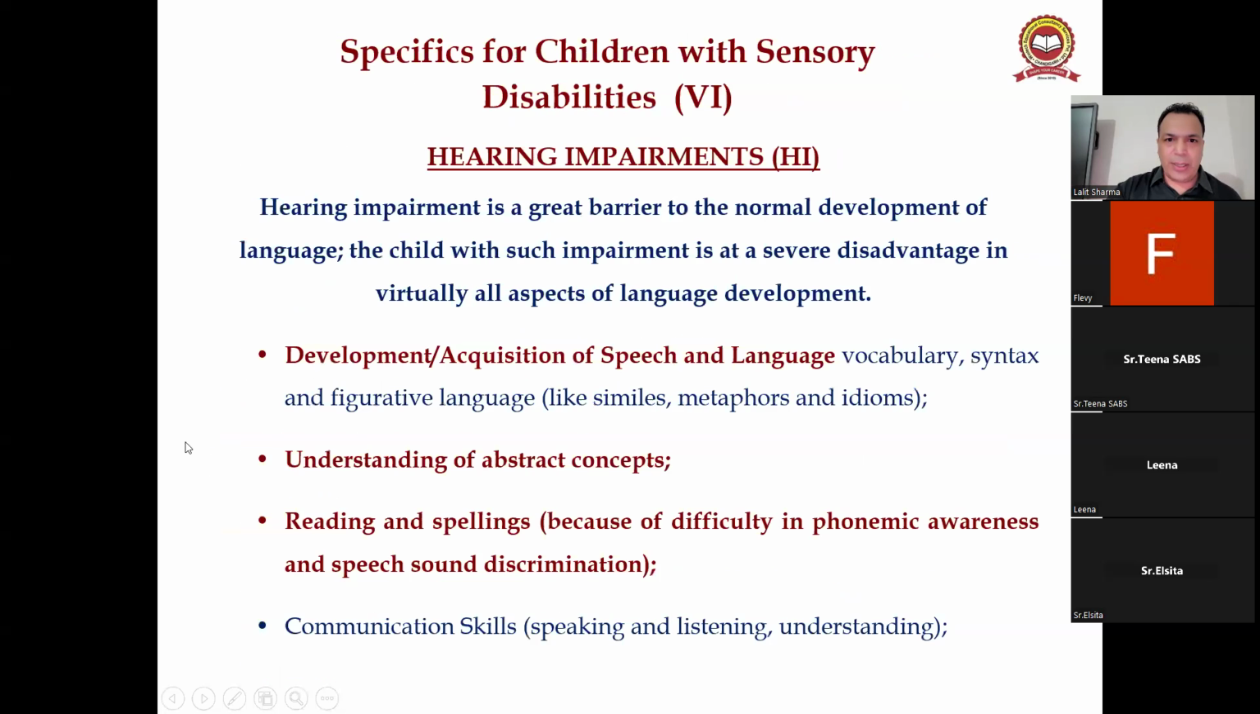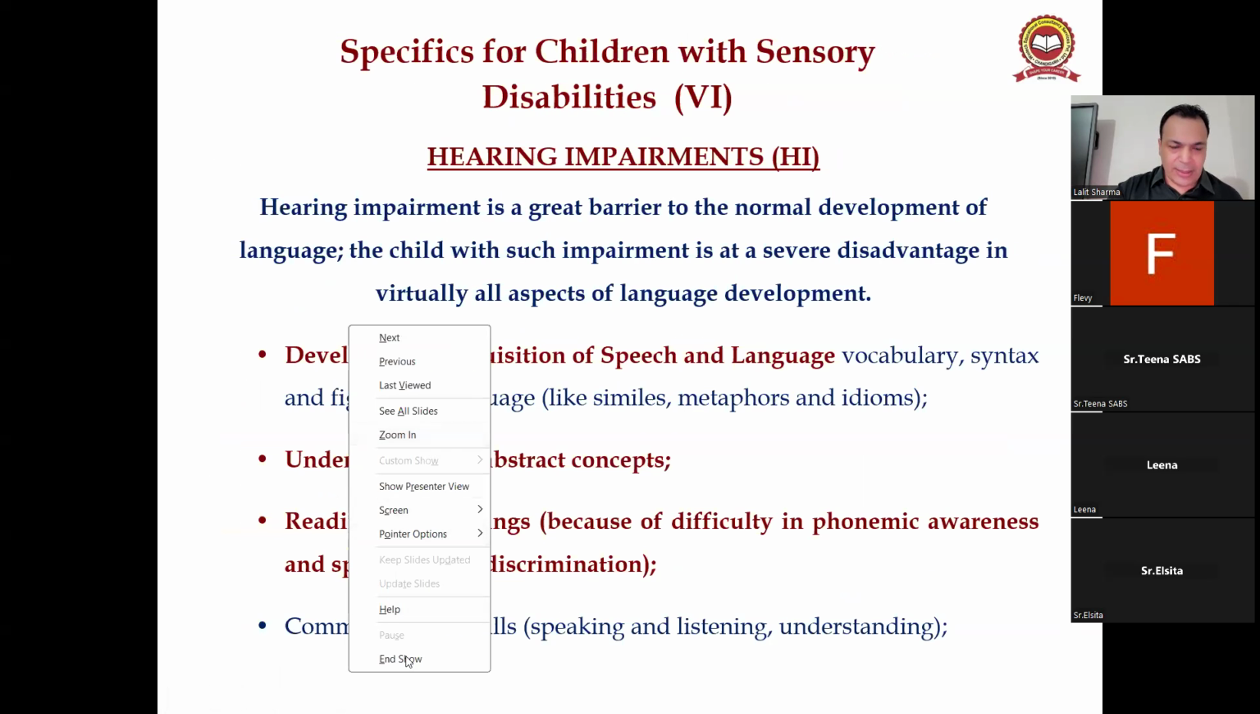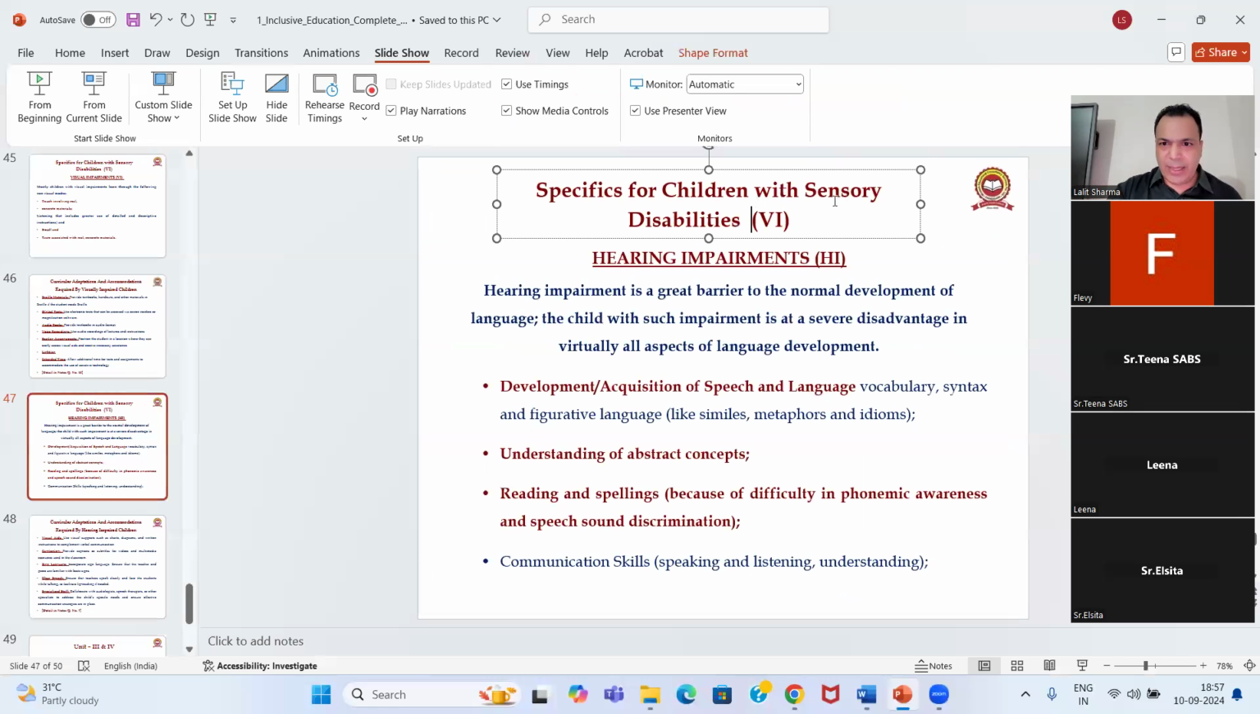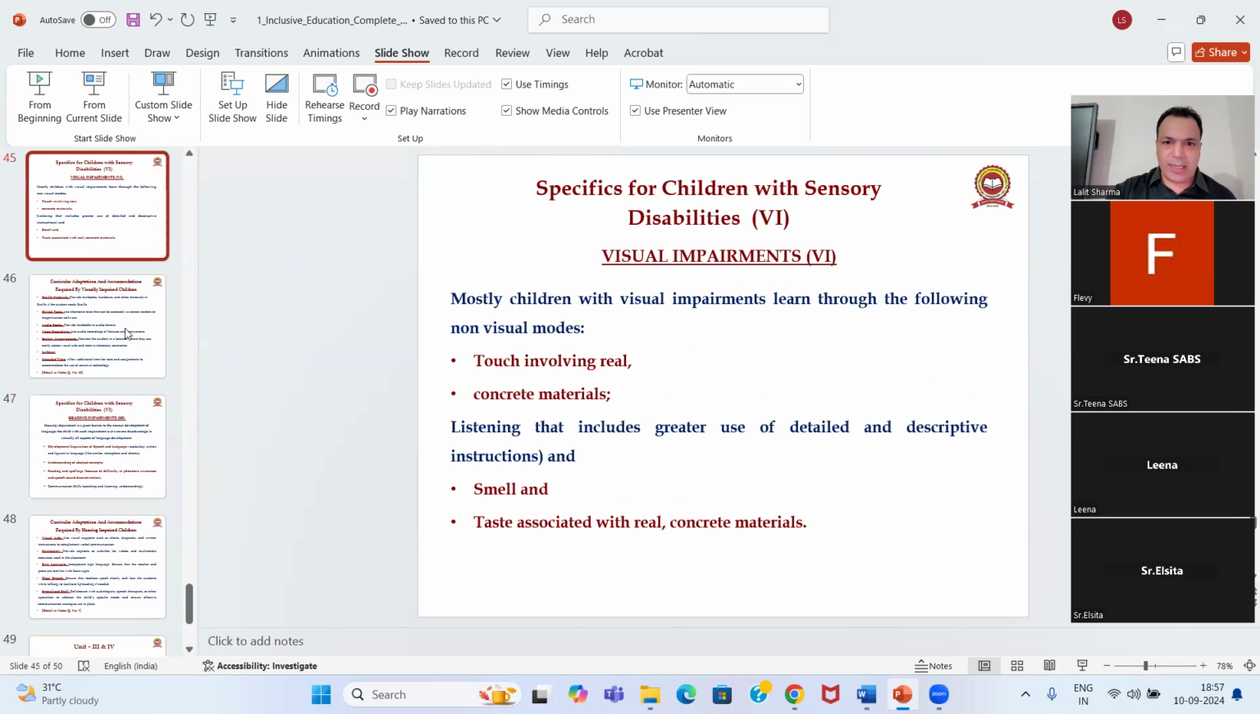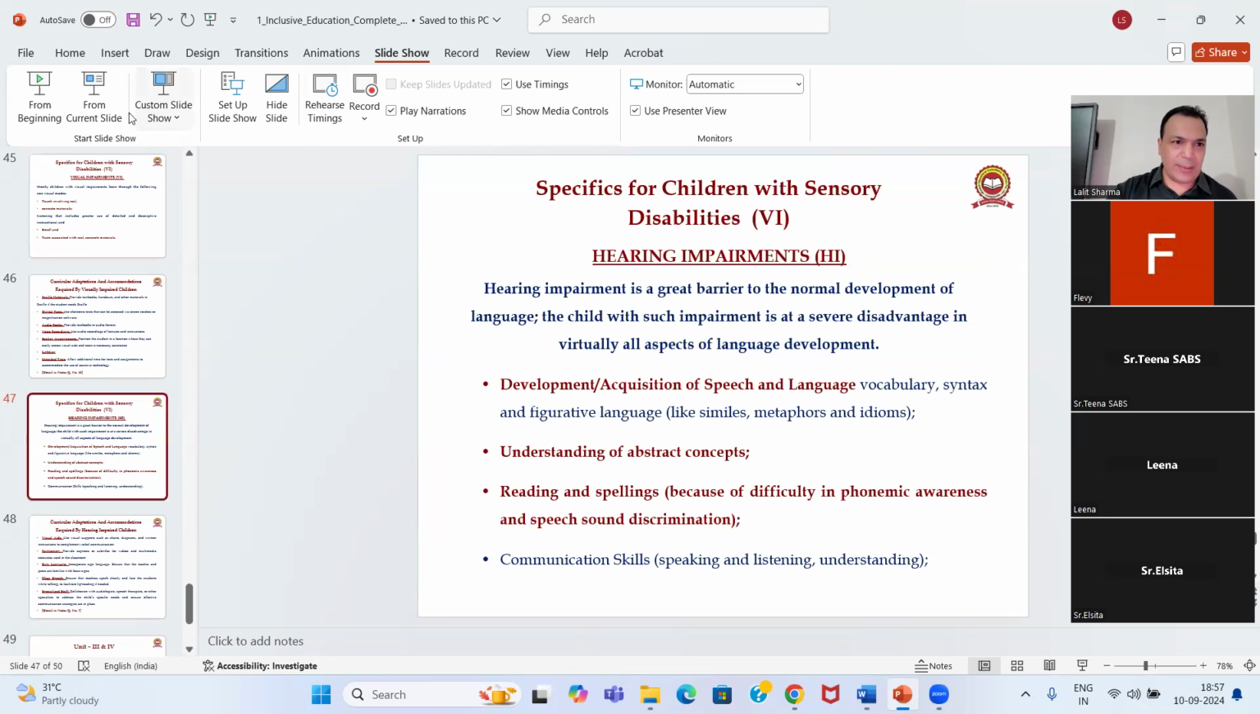Visually impaired, this is done. This is called hearing impaired, right? It was written by mistake here, with disability it is hearing impaired only, right? Right, visually we are done. Okay, now this is hearing.